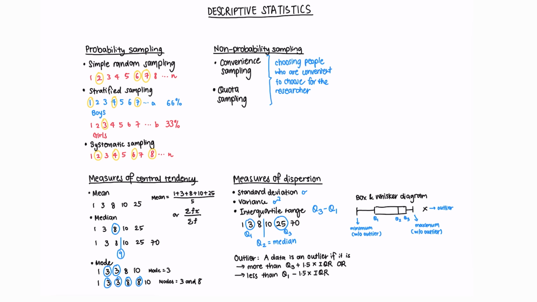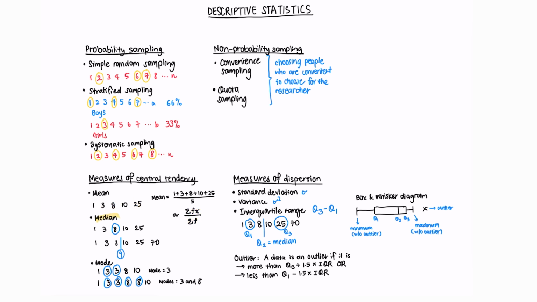In this case, we're taking the sum of each x, 1, 3, 8, 10, and 25, times its frequency. And in this case, the frequency is all 1 because all these numbers only appear one time. And then we have the sum of the frequencies, which is just the total number of numbers, which is 5.